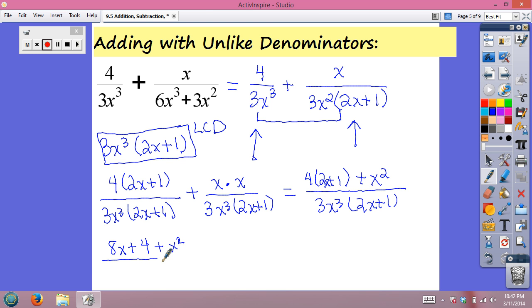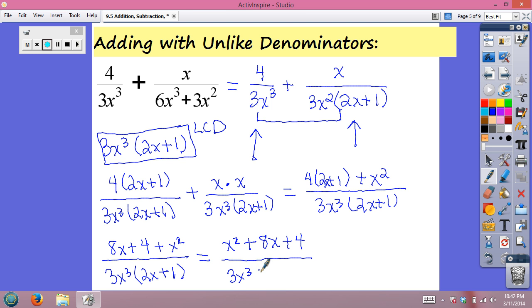all over the common denominator, 2x plus 1. And I like to write this in standard form, having our biggest factor first. So we have x squared plus 8x plus 4 all over 3x cubed times 2x plus 1. And that would be your final answer in simplest form.